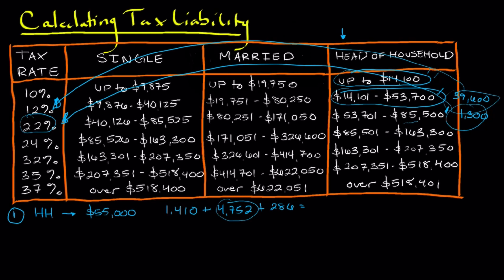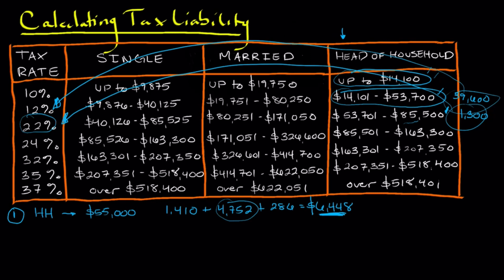So first off, let's go ahead and add these numbers together. We've got $286, we've got $4,752, and then $1,410, and that's going to give us a tax liability of $6,448. Pretty straightforward. Now, if we wanted to determine our effective tax rate, first off, this is our tax liability. So the answer to the question is this: we would pay $6,448.